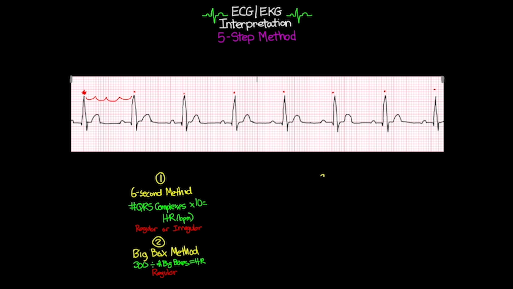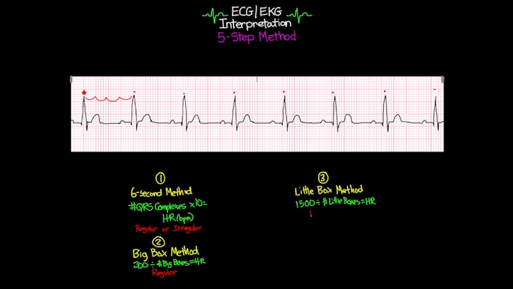All right, so let's go ahead and go on to our third method here. And this one's going to be very similar to the big box method, and it's what we call the little box method. Now you probably can figure out what we're going to do here: instead of counting the big boxes, we're actually going to count the small boxes, and we're going to divide that into 1500. And again, that's going to give us our heart rate.